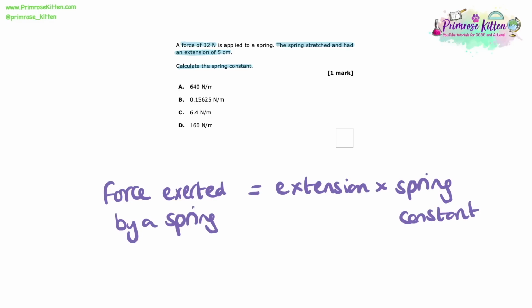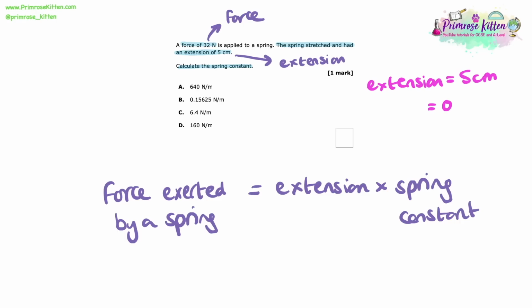Now if we look through the information that we've been given, you can see we've been told the force that's exerted by the spring, that is equal to 32 newtons. And we know the extension is 5 centimetres. This is where our first problem pops up here. Remember that in physics we use metres, we don't use centimetres. So in this case we need to convert the extension from 5 centimetres to metres. And we do that simply by dividing through by 100. So extension here that we're going to use is 0.05.